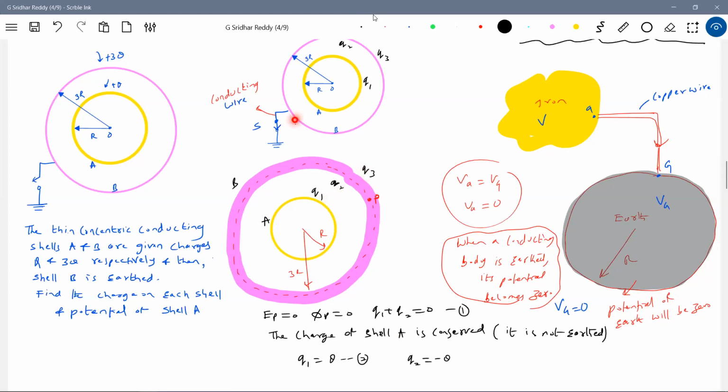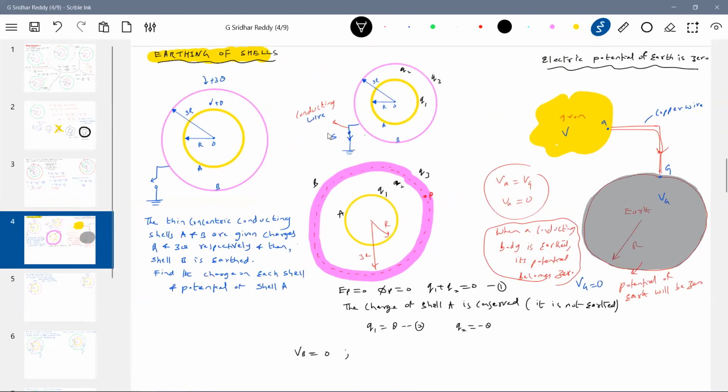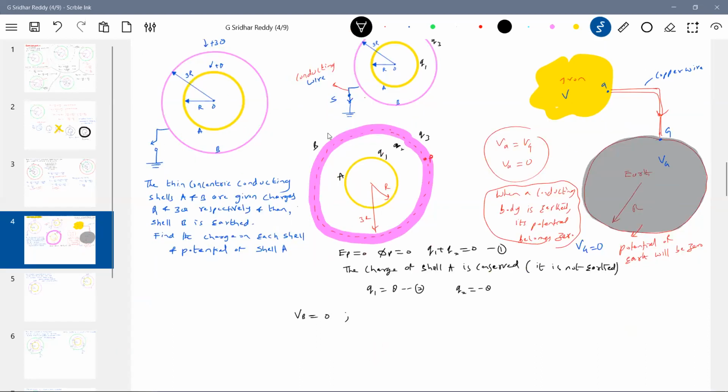Now, for a shell which is earthed, what should the potential be? When a conducting body is earthed, its potential becomes 0. So shall I write the expression for potential of B? I'll write the equation: potential of B should be equal to 0. Why should it be 0? Because shell B is earthed. Okay, let's write the equation.